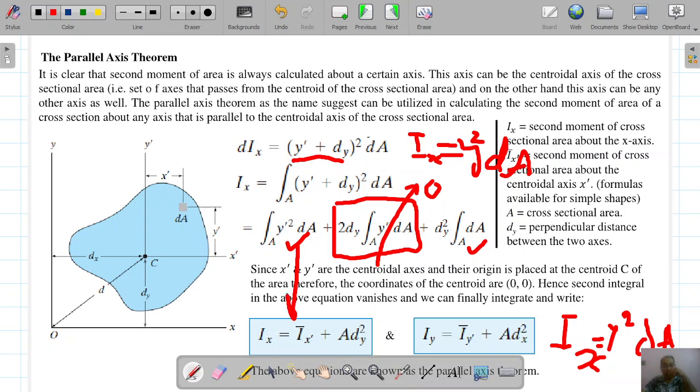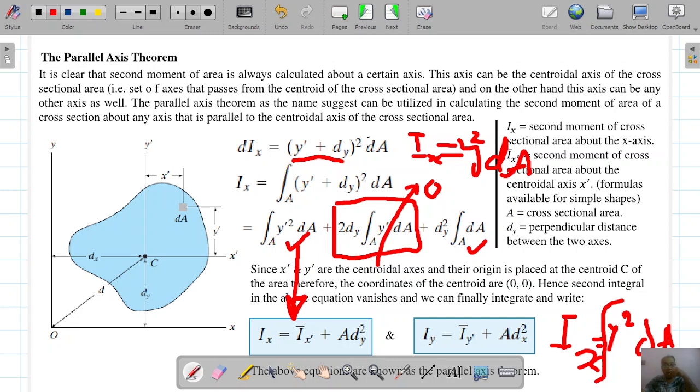It will be Ix', because the integral of y square dA was Ix. So y' square dA will give Ix' plus dy square times the integral of dA. The integral of dA becomes A, so it becomes A dy square. This is called the parallel axis theorem, how you apply it for the solution.